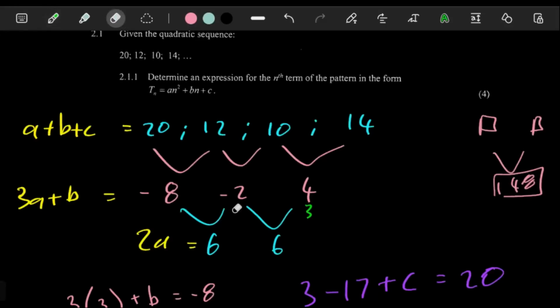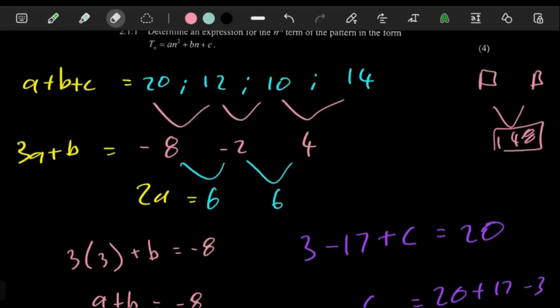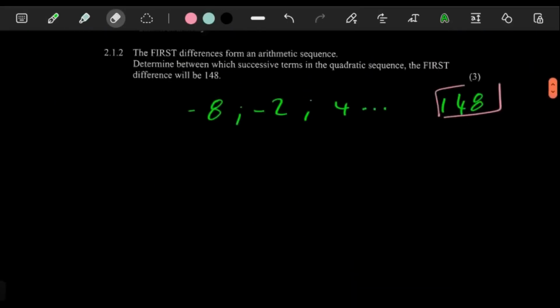That's the logic we're going to use in finding out what position this is. We'll be able to say it's between this term and this term. Finding out where 148 is in this sequence is easy because it's an arithmetic sequence. In this arithmetic sequence, we already know the common difference is 6. So what we want to find out is the position of 148, so our actual term is 148.